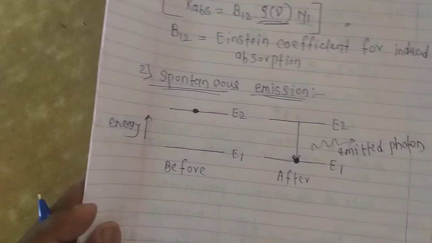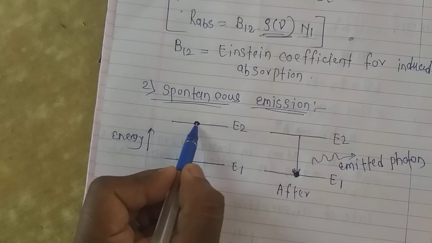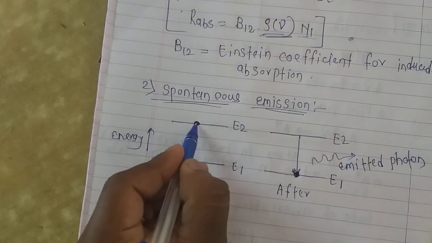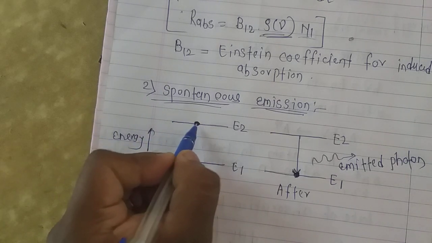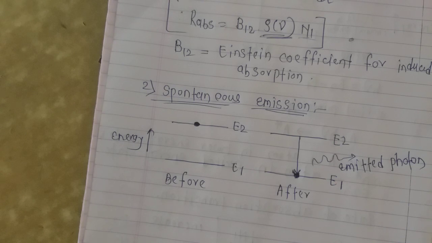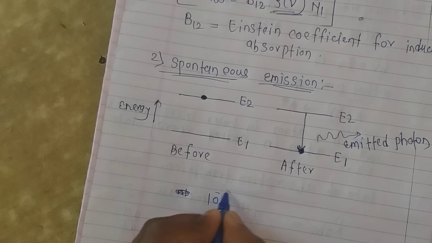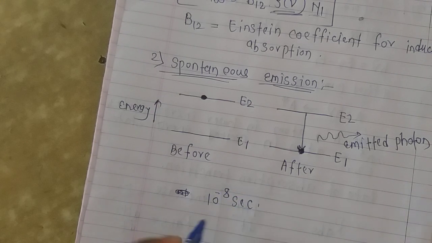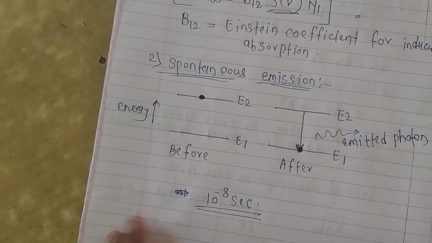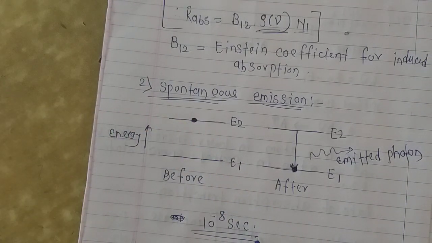In the spontaneous emission process, in previous processes, the atom goes to the excited state, that is E2. But in that excited state, this excited atom cannot stay more than 10 raised to minus 8 second. That excited atom cannot stay more than 10 raised to minus 8 second.